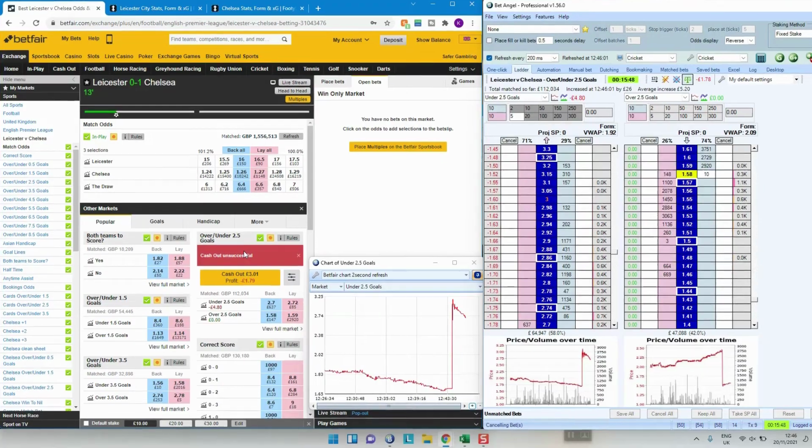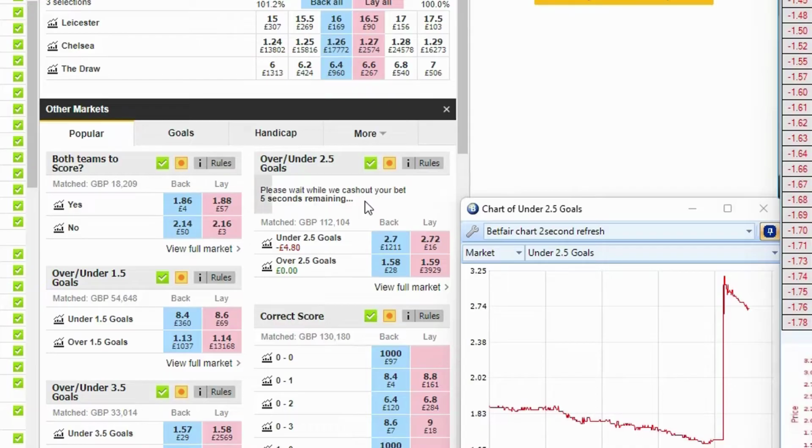You cannot shift the goalposts of what you're thinking about the trade. You thought the game had a low chance of goals being scored in the opening period. Stand by that decision and cash out if you've got it wrong and a goal goes in.